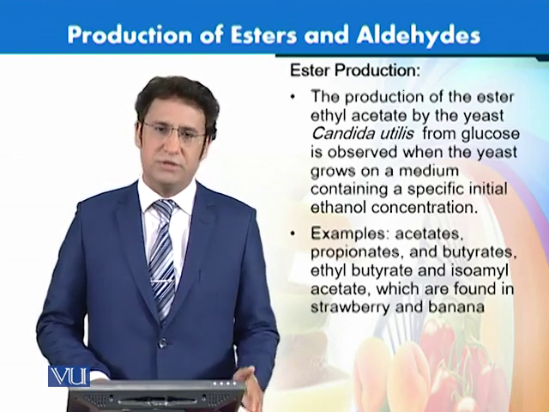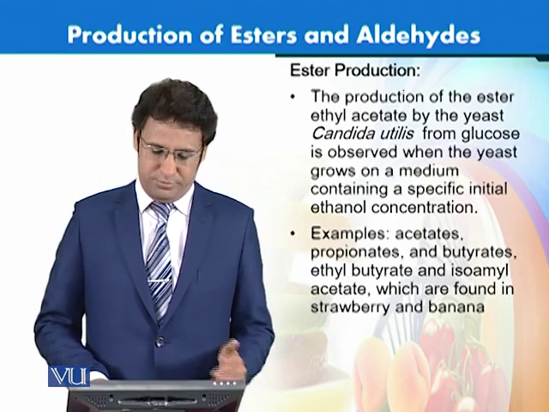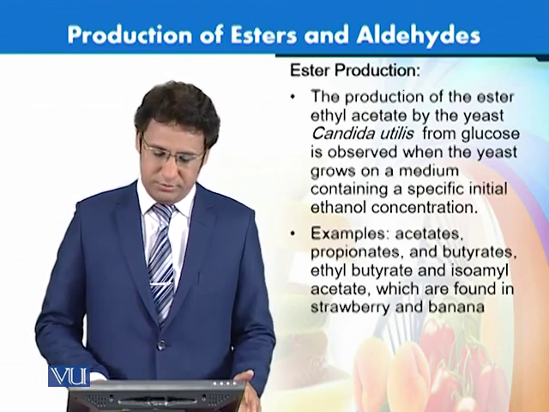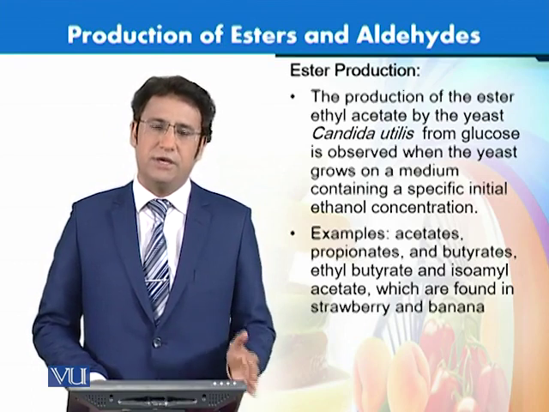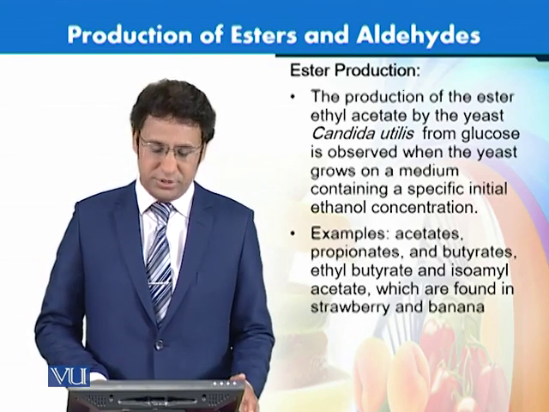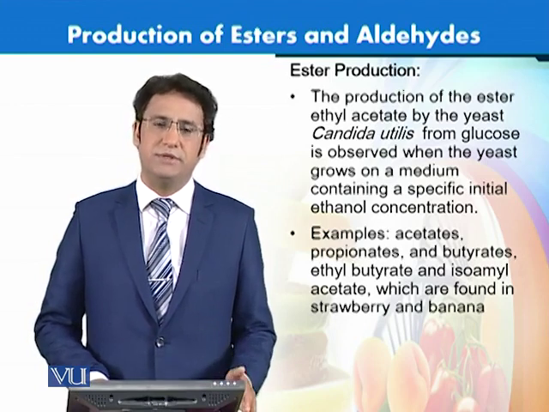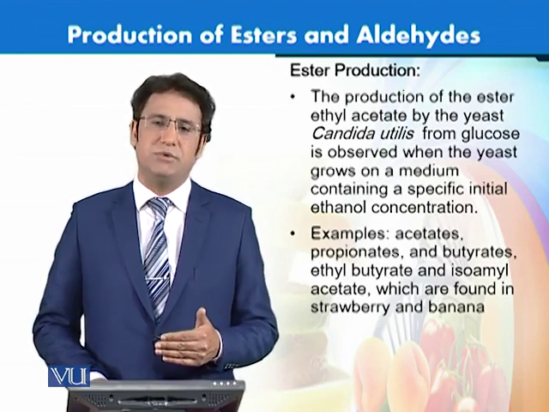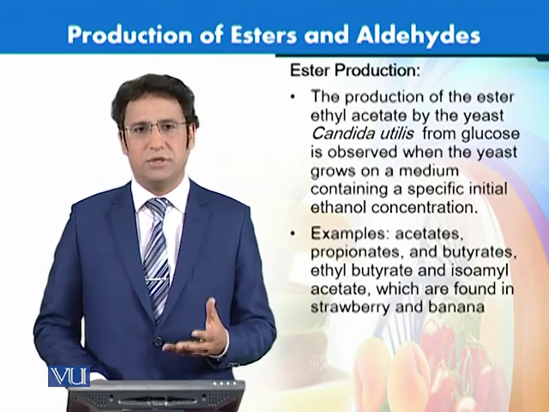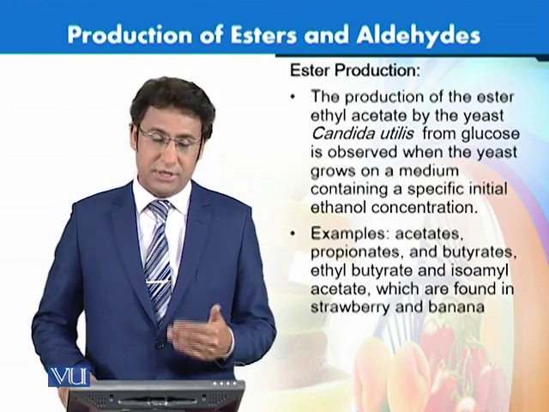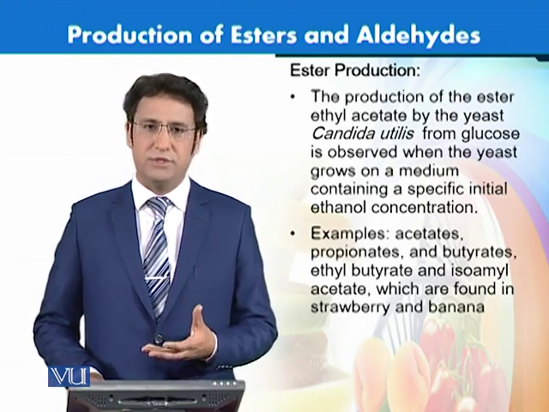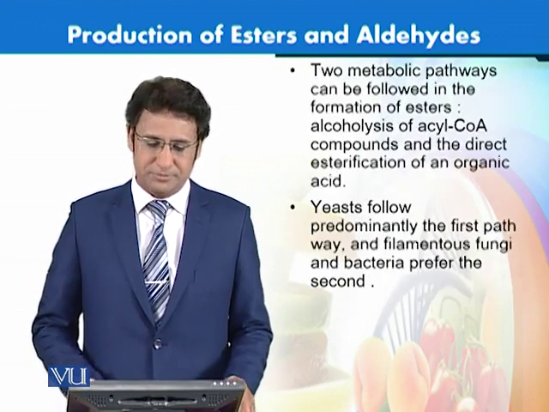The other examples include different esters that are produced. The compounds produced are acetates, propionates, butyrates, ethyl butyrate or isoamyl acetate. This isoamyl acetate is especially found in strawberry flavor or banana flavor. These are some of the major esters that are produced. They have strong fruity flavors. But again, as I said, they are not the only single compound. Flavors are always a very complex chemistry.